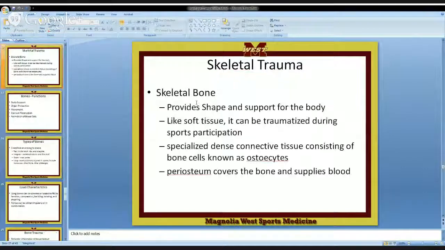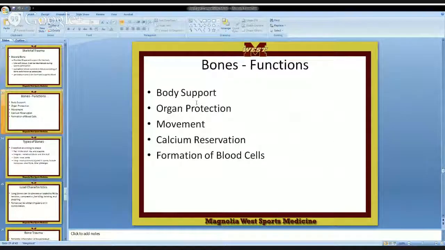All right, slide 33. Bone functions. You need to list, pulled from your own mind, bone functions. Okay? Body support, organ protection, movement, calcium reservation, and formation of red blood cells. That is not going to be matching. That is you supplying the answer.